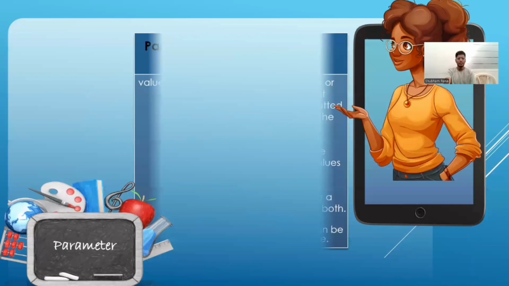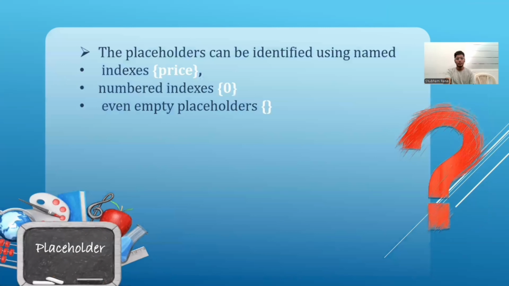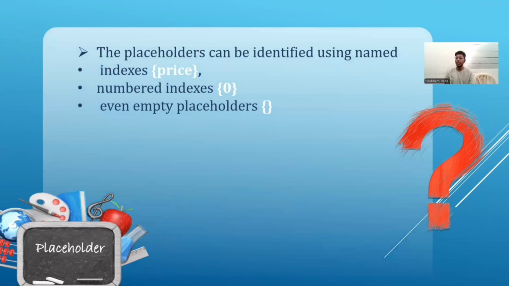Now I will explain the parameters. What are the required parameters to insert a value in a string? There should be a minimum of one value to insert. If you are putting two values, you should separate them by a comma. Third point, the value can be of any data type. What is a placeholder? I've said that a placeholder is defined using curly braces. There can be three types of placeholder: index, number index, and empty placeholder.